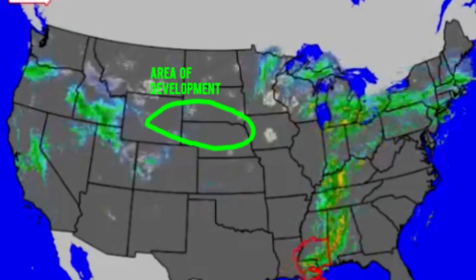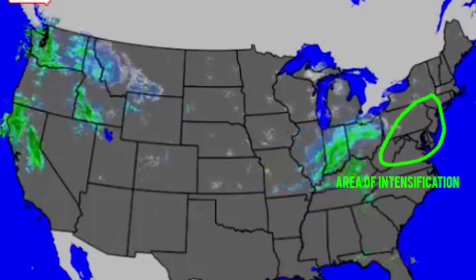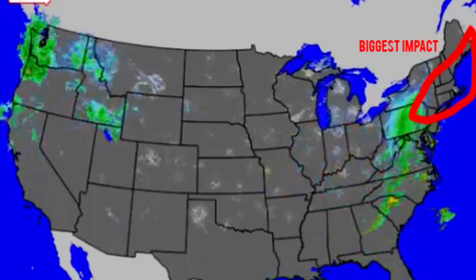For storm number 3, our area of development again is in Colorado and Nebraska, as well as South Dakota. Then our area of intensification is in the West Virginia, Maryland, Pennsylvania, New Jersey area. And then with this one, our entire New England Northeast area is going to get the worst impact.